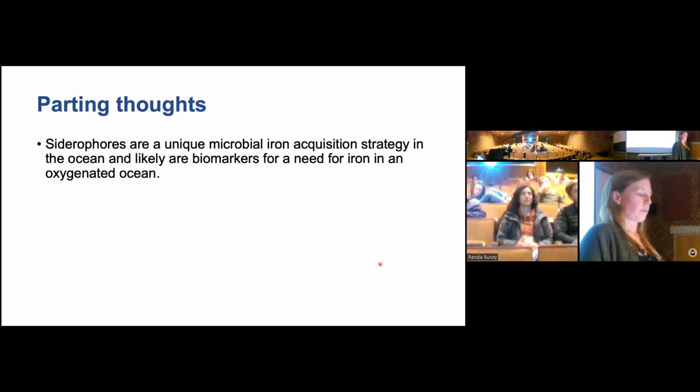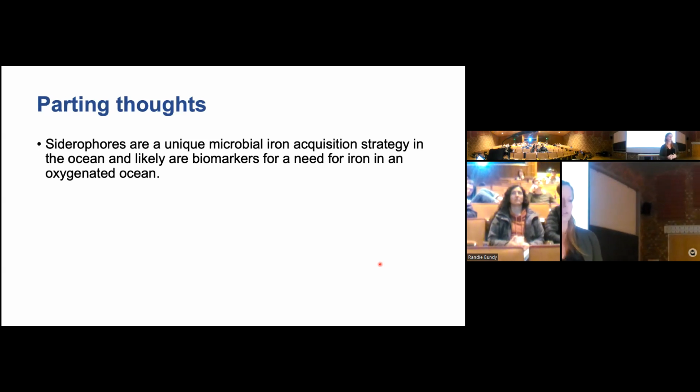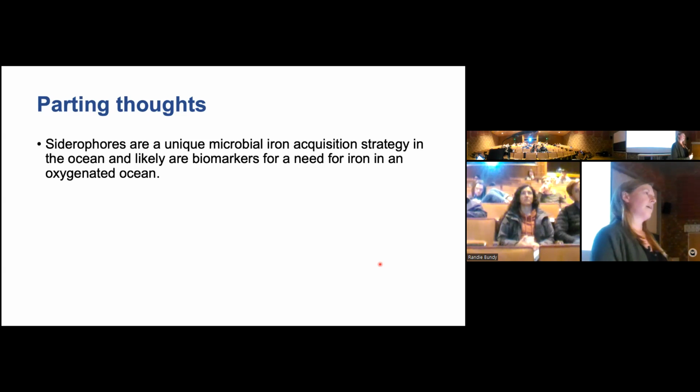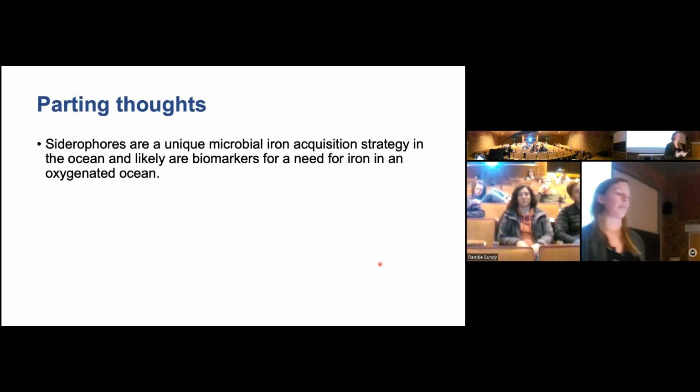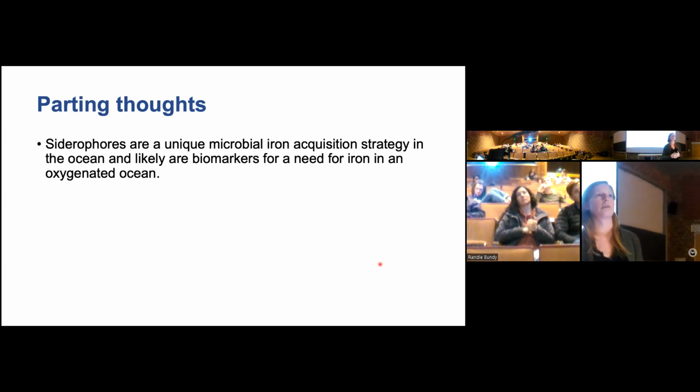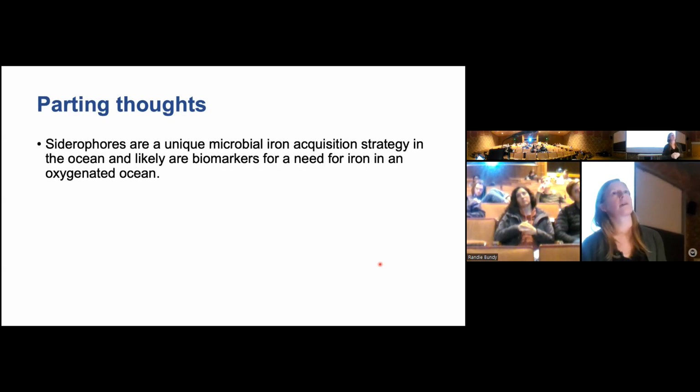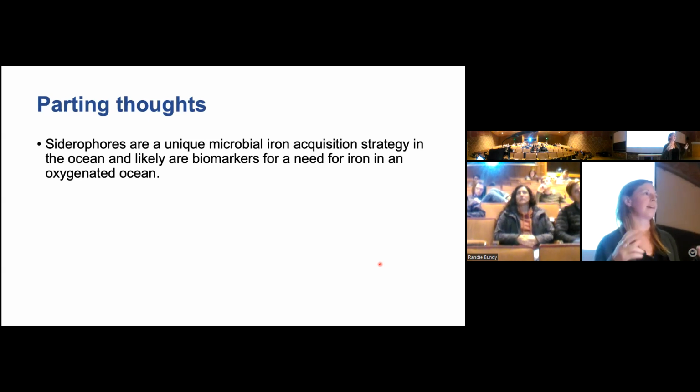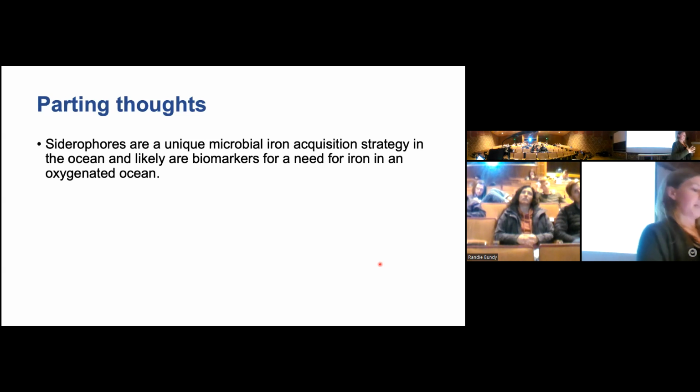Okay, so I wanted to end with a few parting thoughts and summarizing what we've seen in these data sets. What we found so far is that siderophores are a unique microbial iron acquisition strategy in the ocean. And we are starting to think of them as biomarkers for a need for iron in this very oxygenated ocean. Previously we thought of mostly the surface ocean as the only low iron part of the ocean, but I think basically the whole ocean is very low iron for these microbes.